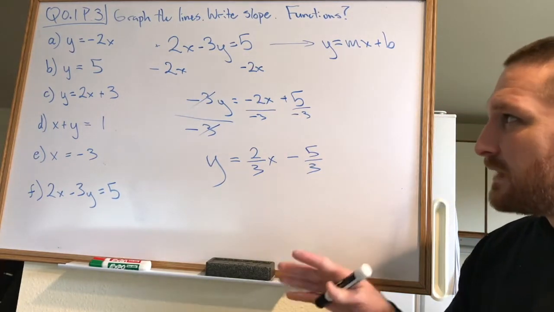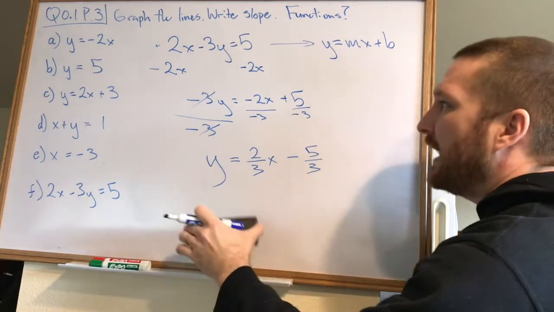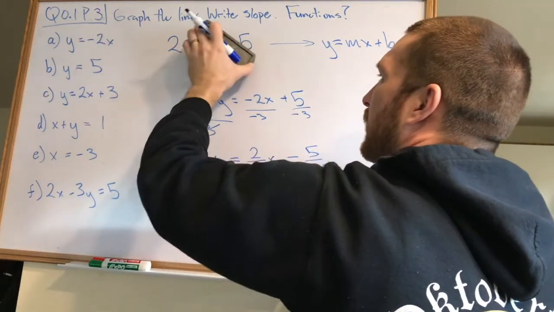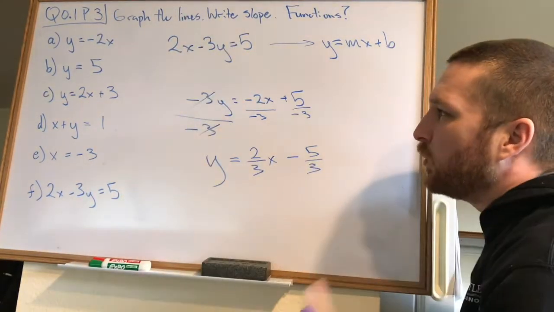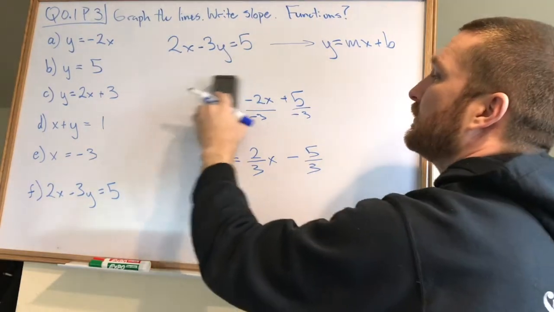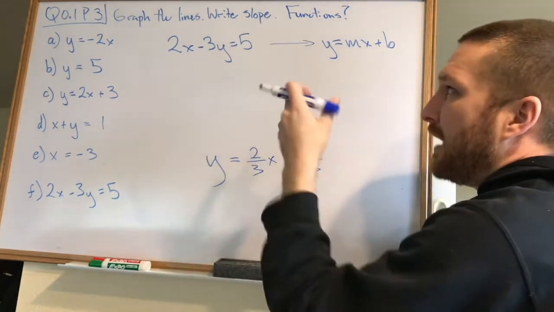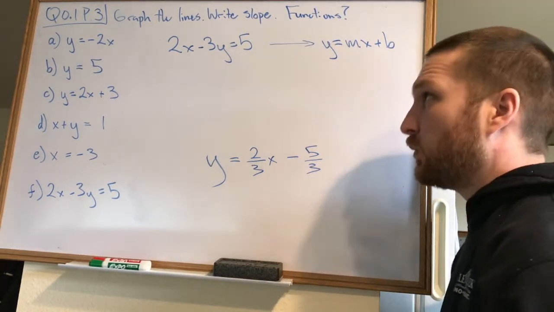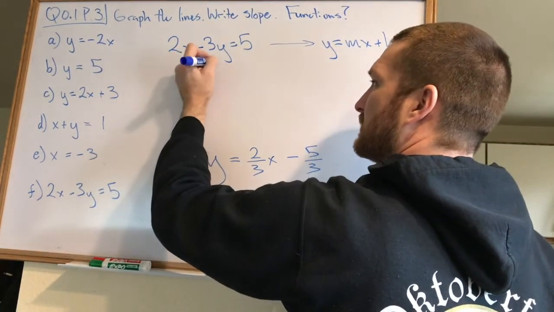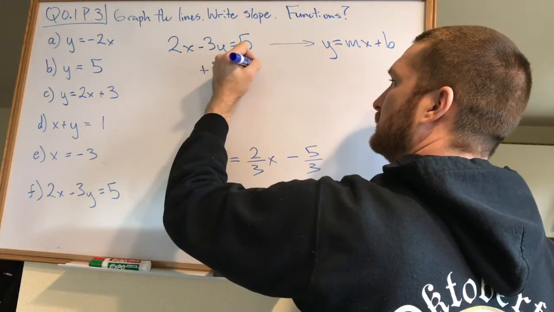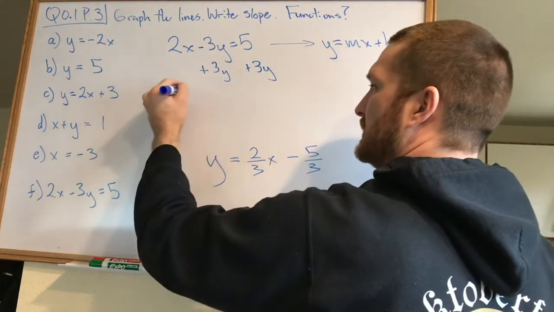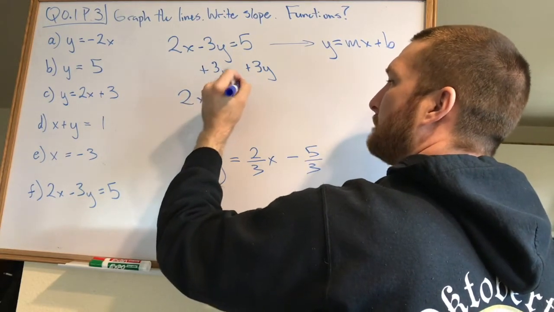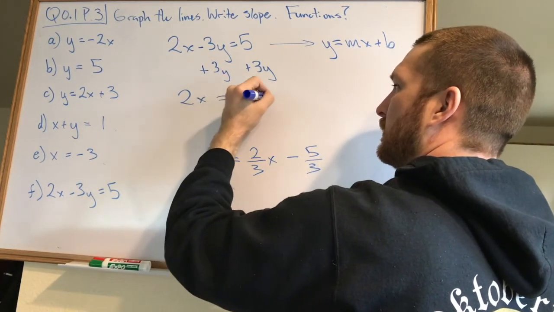But honestly, if I were doing this one, I probably would have looked at it like this. I would have said, well, that minus 3y, I could get rid of it by plussing 3y to both sides. So, plus 3y. And indeed, that gets rid of that bad boy right there. We get plus 3y plus 5.